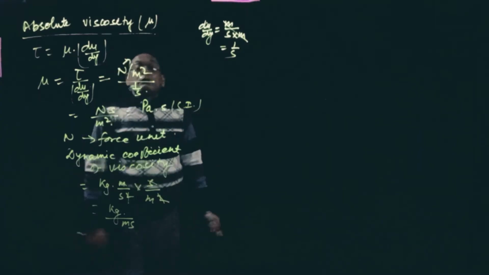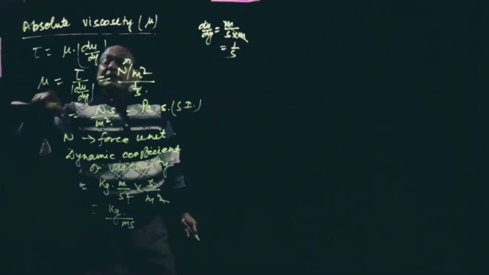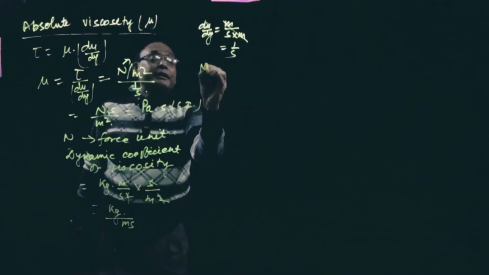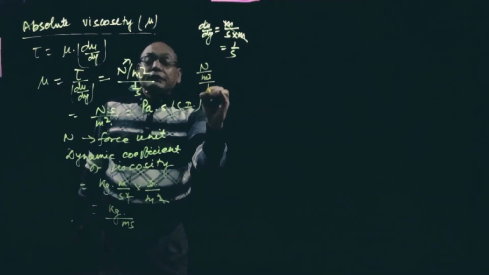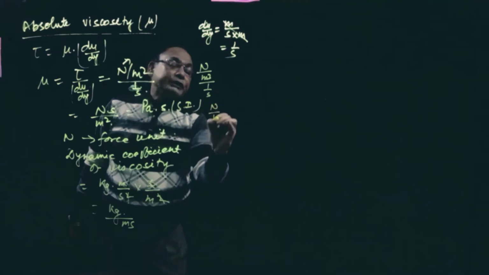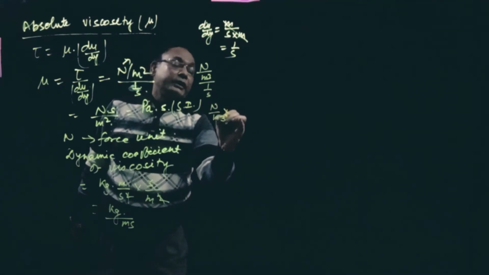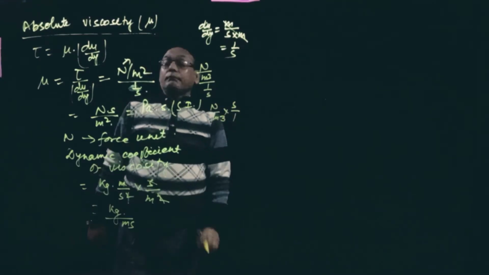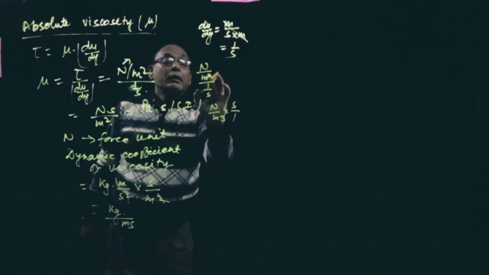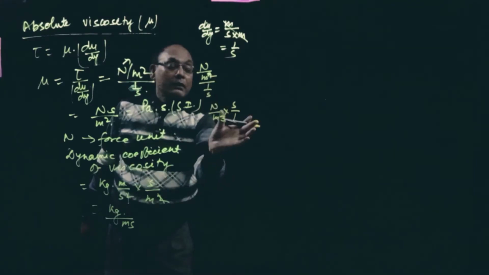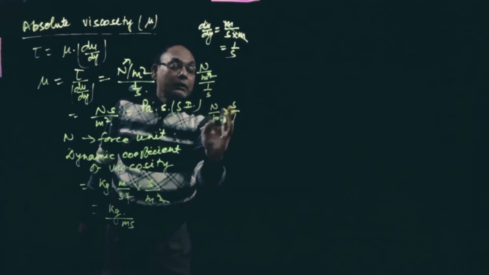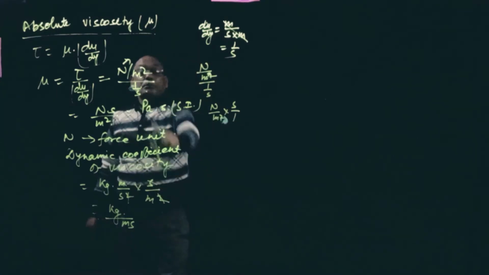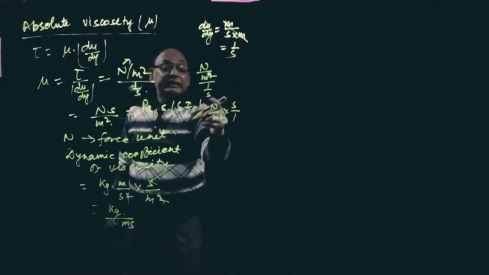So mu is tau by du by dy. Tau is Newton per meter square, and du by dy is 1 by second. So Newton per meter square second, and it is Pascal second.